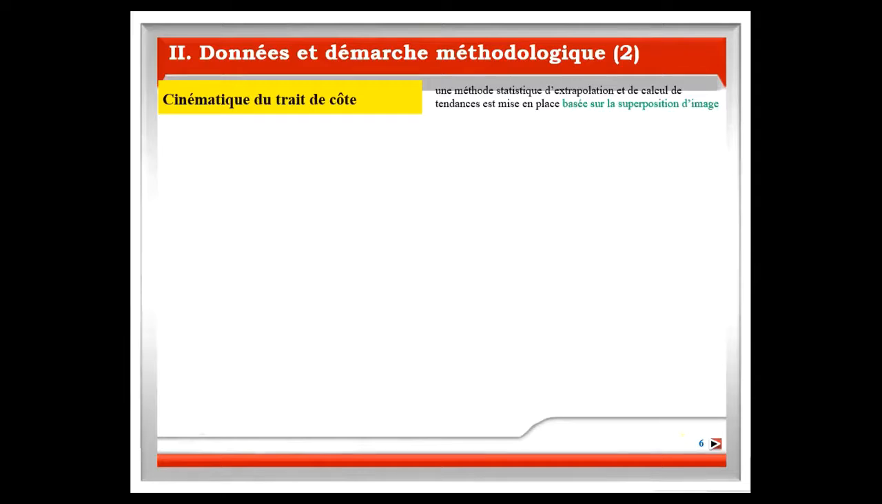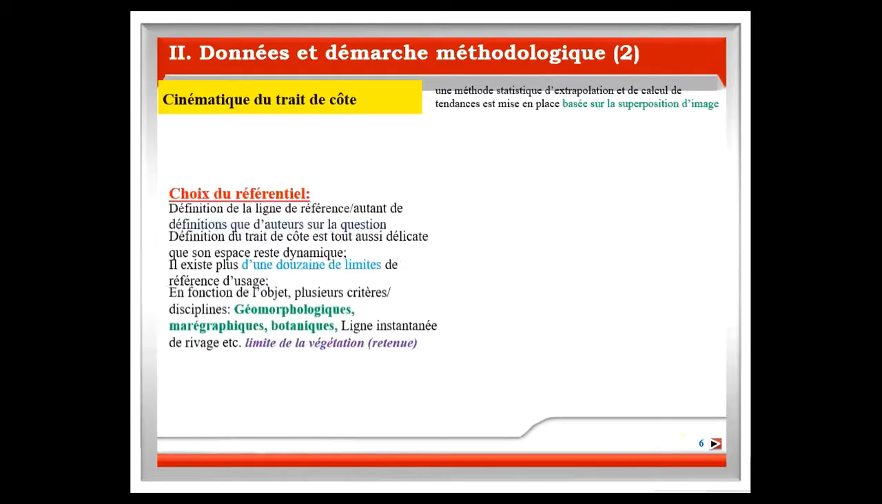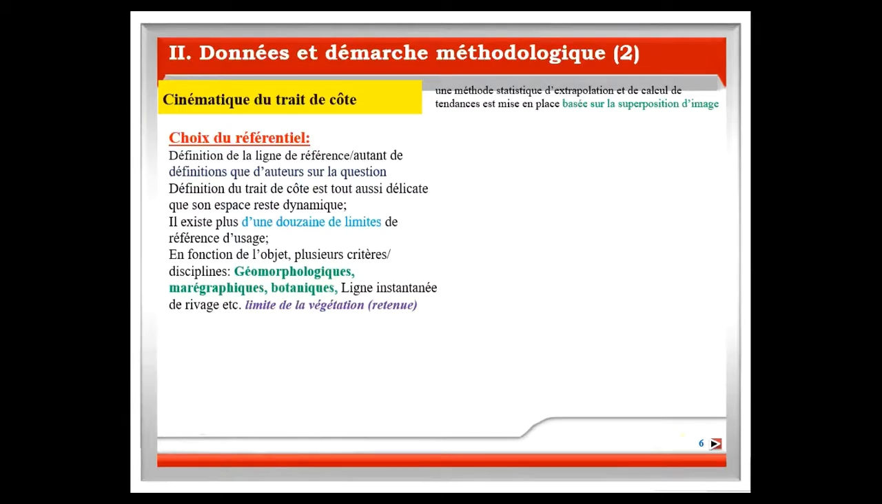Alors la cinématique ici, il s'agit de quoi? Il s'agit de mettre en place une méthode statistique d'extrapolation et de calcul des tendances, basée sur une superposition d'images. Mais avant tout cela, il faut d'abord définir le référentiel qui va être utilisé. Nous avons plusieurs lignes de référence, on peut en avoir plus d'une douzaine. Mais en fonction de l'objet et de la morphologie des plages, nous avons utilisé ici la ligne instantanée.